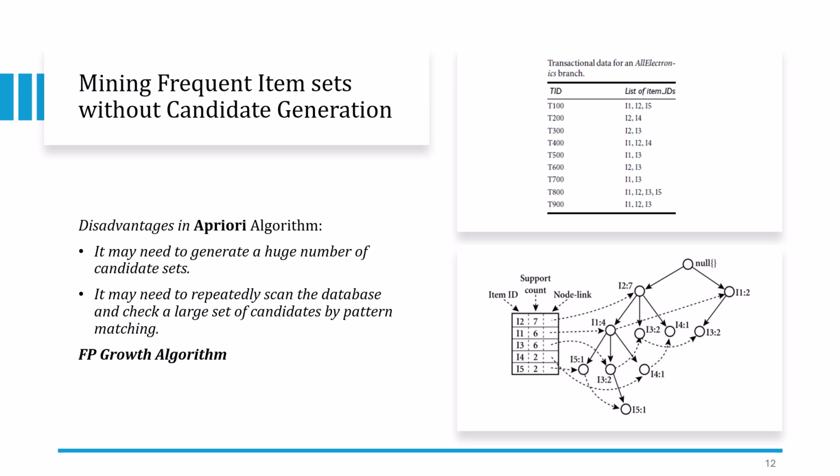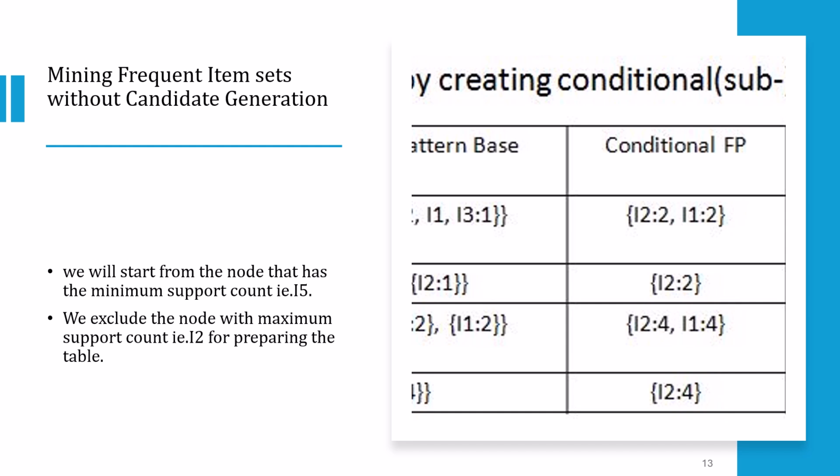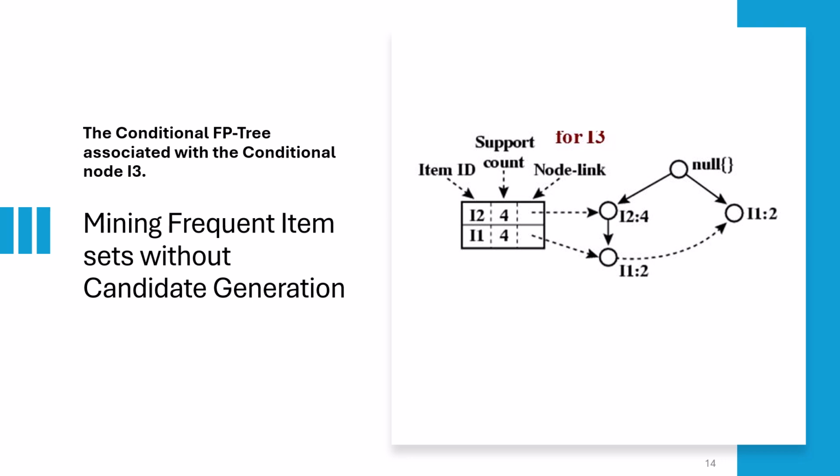Mining frequent item sets without candidate generation. The disadvantages in Apriori algorithms are that it may generate a huge number of candidate sets, and it may need to repeatedly scan the database and check a large set of candidates by pattern matching. We can start from the node that has a minimum support count, that is I5. We can exclude the node with the maximum support count, that is I2, for preparing the table. The FP tree is constructed associated with the conditional node I3.